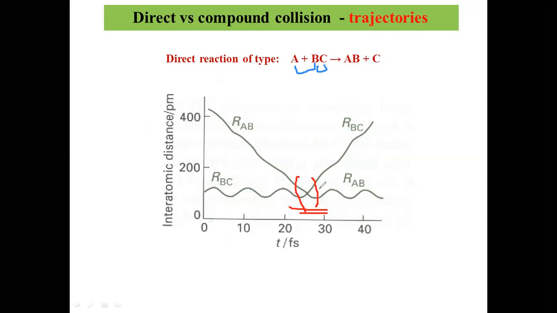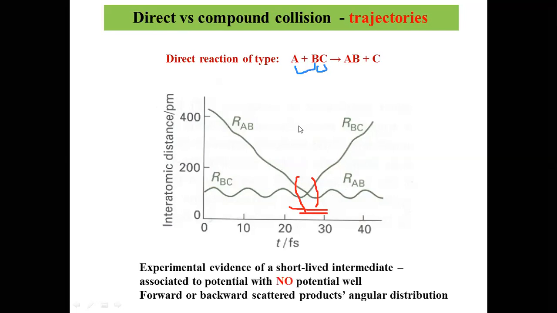So therefore, this is a characteristic of a potential which has no potential well. The experimental evidence is that this is going to be a short-lived intermediate complex, and that is associated with a potential which has almost no barrier potential, which has no potential well. It can have a barrier, but with no potential well.